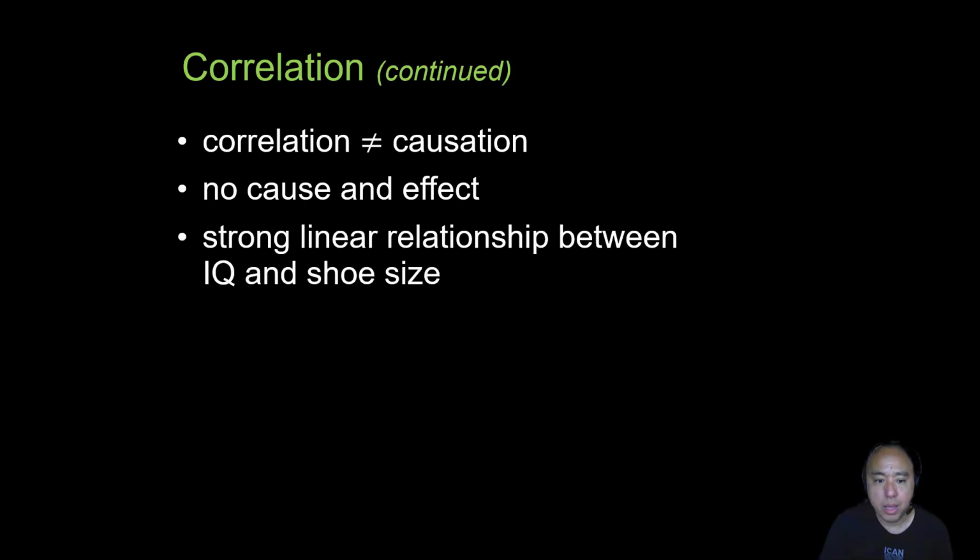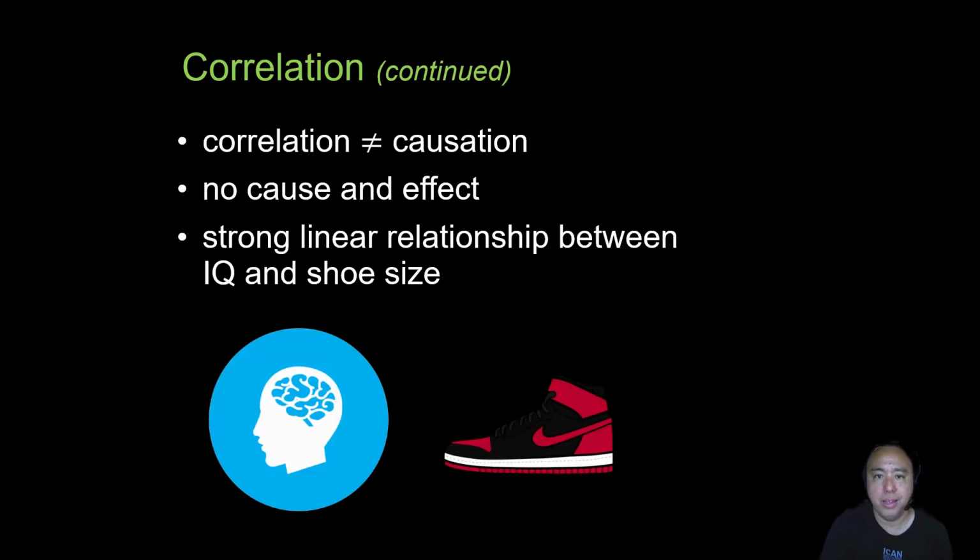To give you an example, we know that there is a strong linear relationship between IQ and shoe size, but having a high IQ doesn't determine the size of your feet or the shoes that you ultimately wear. And although I like to think if you're smart, you'd be able to get a pair of Air Jordan 1s, unfortunately, even though there may be a strong relationship between the two, one doesn't cause the effect of another.